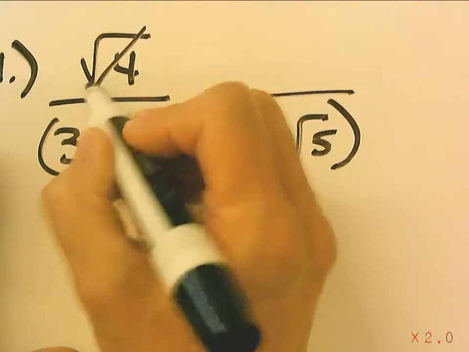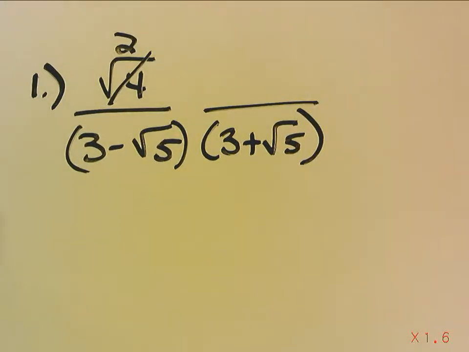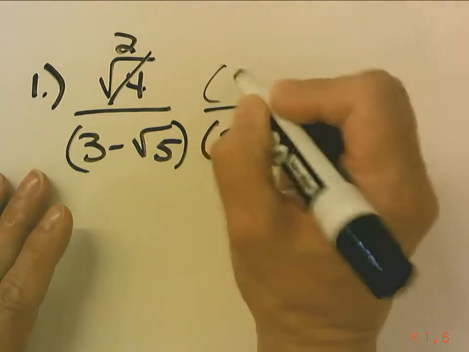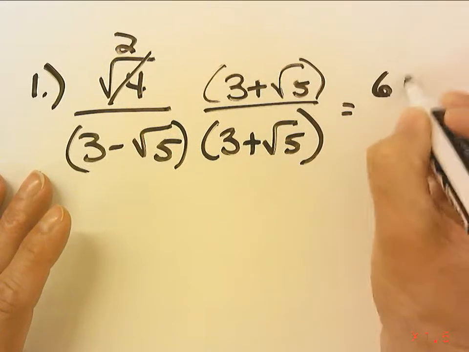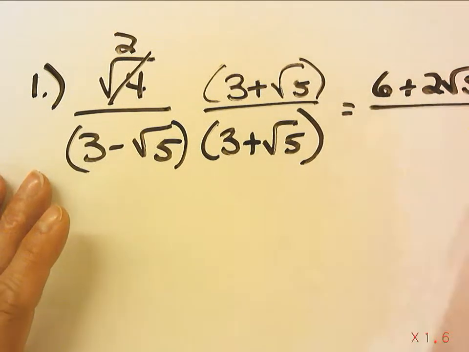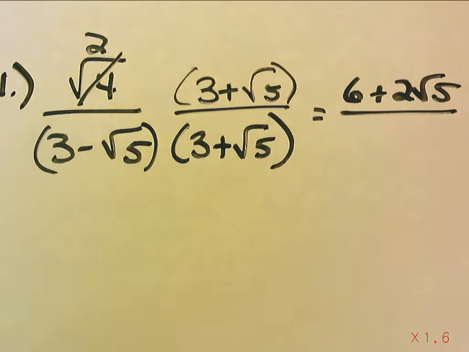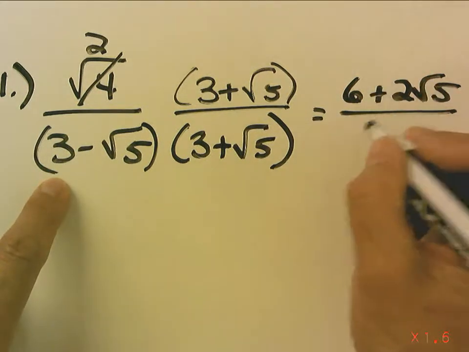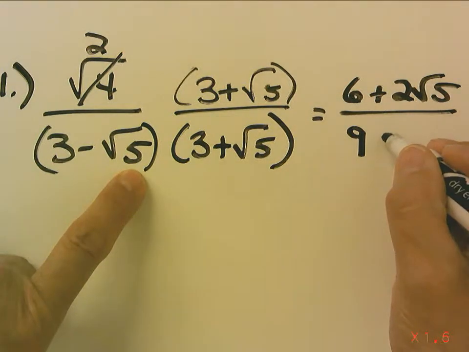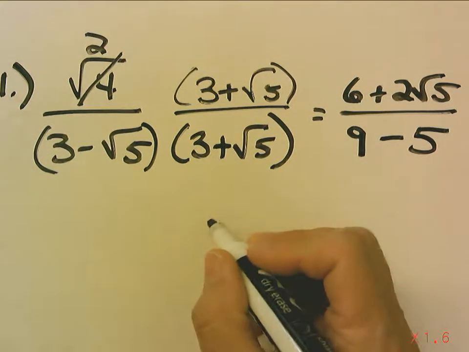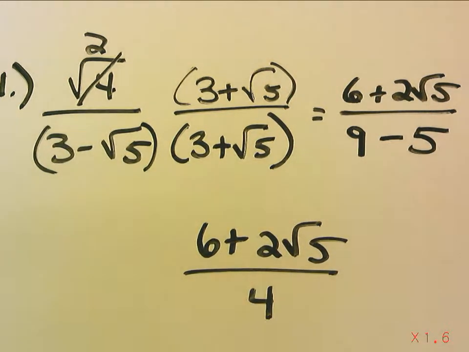Now, root 4 is simply 2. So I'm going to multiply 2 by 3 plus root 5. When I do that, 2 times 3 is 6, plus 2 root 5. Now, when you multiply by the conjugate, it's like the difference of squares. Square the first, 9, minus the square of the second. Root 5 times root 5 is 5, so this is 9 minus 5. So this becomes 6 plus 2 root 5 all over 4.